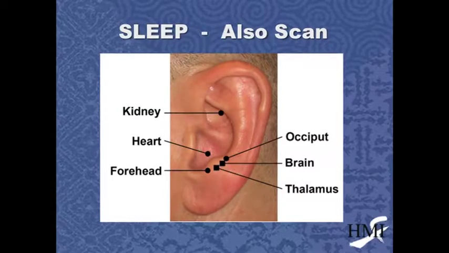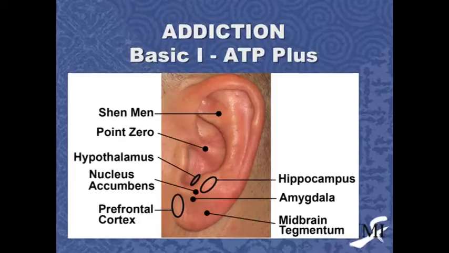To which, at that very second time, you may also scan kidney, heart, forehead, thalamus, brain, occiput. It depends upon what kind of heat you get from the others. Actually, basic 2, we want you to put in all the needles. It depends upon here how many of these heat up. If you want to add those to basic 2 or basic 1, make your decision on how much you think your patient can handle.